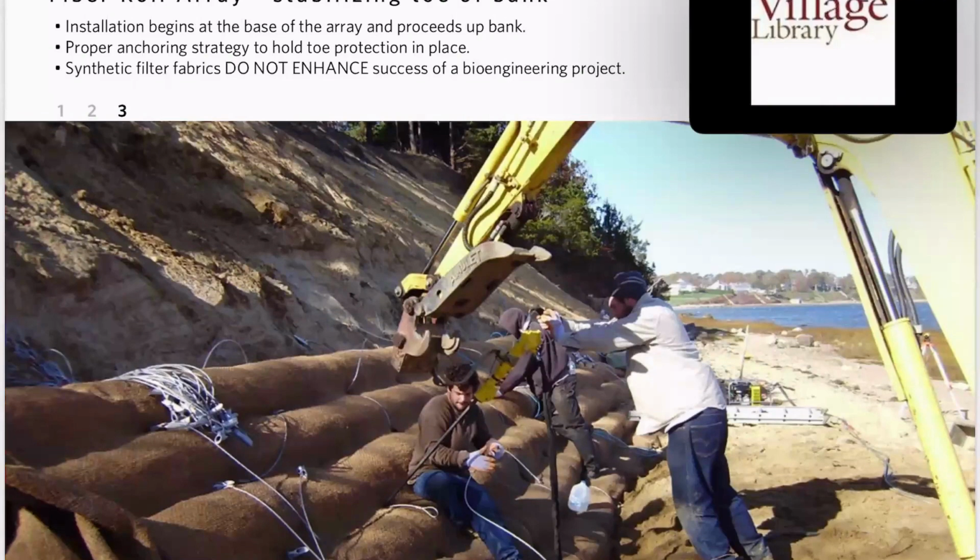The fiber rolls are laid out. The erosion, the biodegradable blankets are laid over the top and underneath, and then those anchors are driven in to create a network of harnesses, essentially, that will hold those fiber rolls in place when waves are crashing against this coastal embankment.